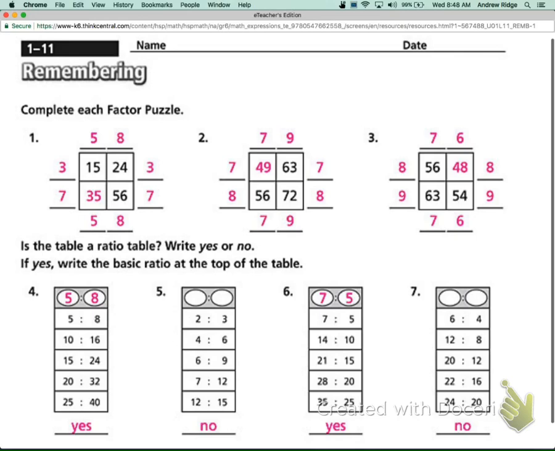Okay, remembering side. Complete each factor puzzle. We got 5, we got 8, we got 3, we got 7. Right, so it's 5, 8, 3, 7. 5 times 7 is 35.